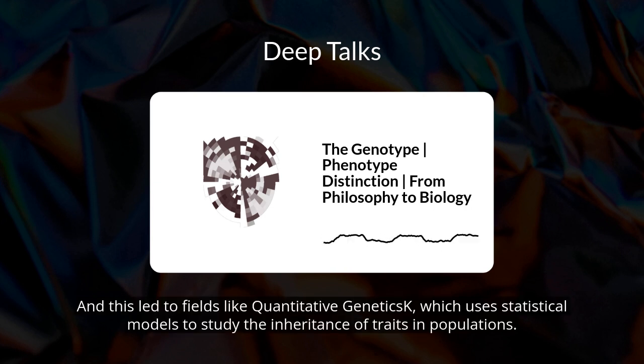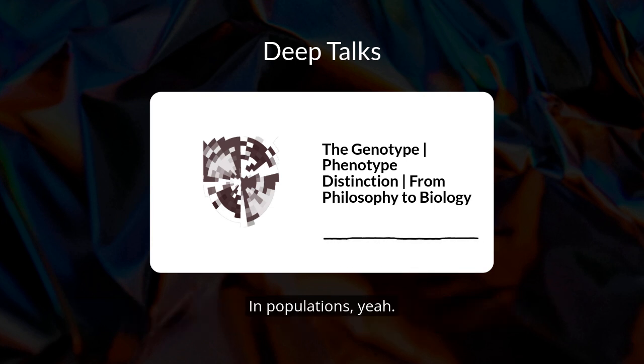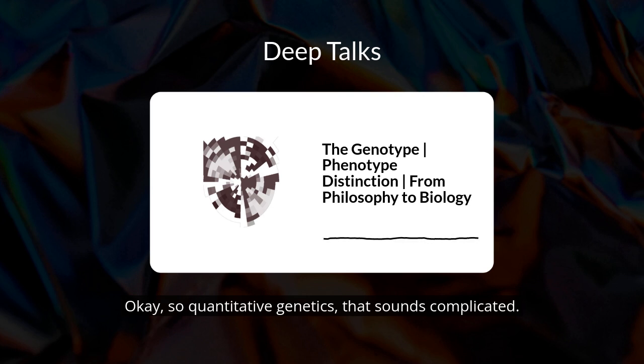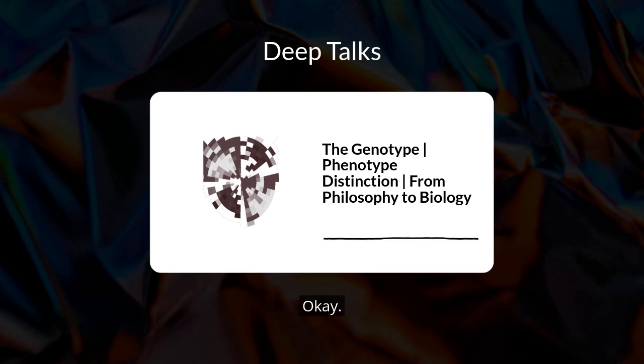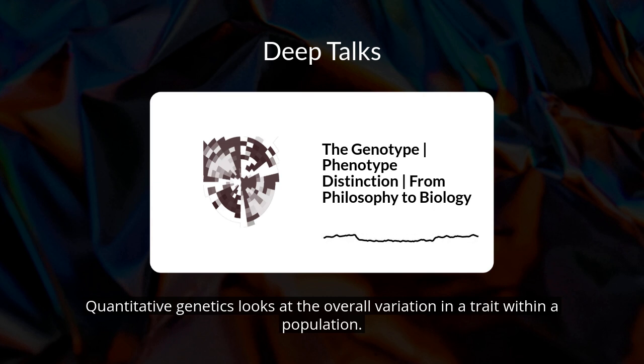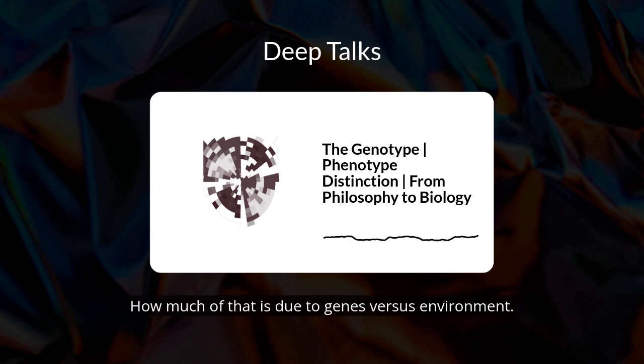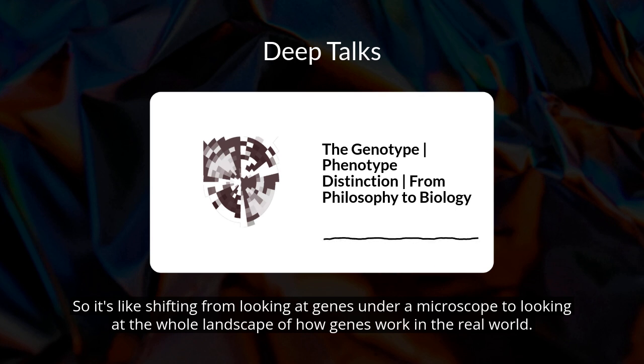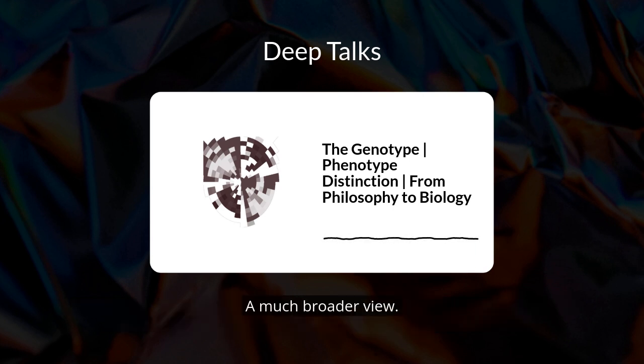They did, and this led to fields like quantitative genetics, which uses statistical models to study the inheritance of traits in populations. Okay, so quantitative genetics, that sounds complicated. It can be, but at its core, it's really about embracing the messiness instead of isolating the effects of individual genes. Quantitative genetics looks at the overall variation in a trait within a population and tries to see how much of that is due to genes versus environment. So it's like shifting from looking at genes under a microscope to looking at the whole landscape of how genes work in the real world. Exactly, a much broader view.